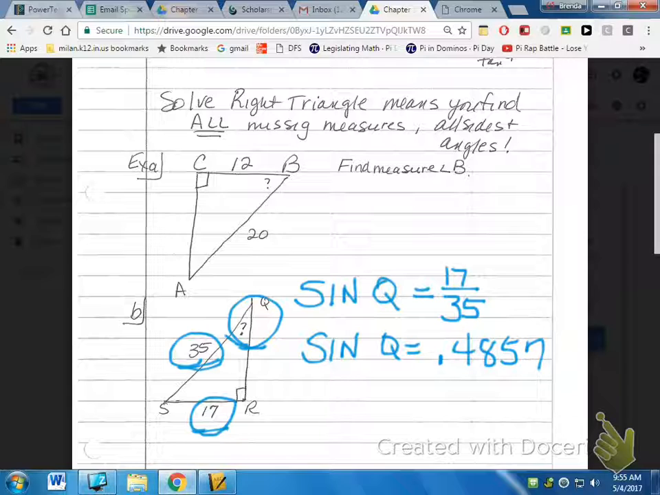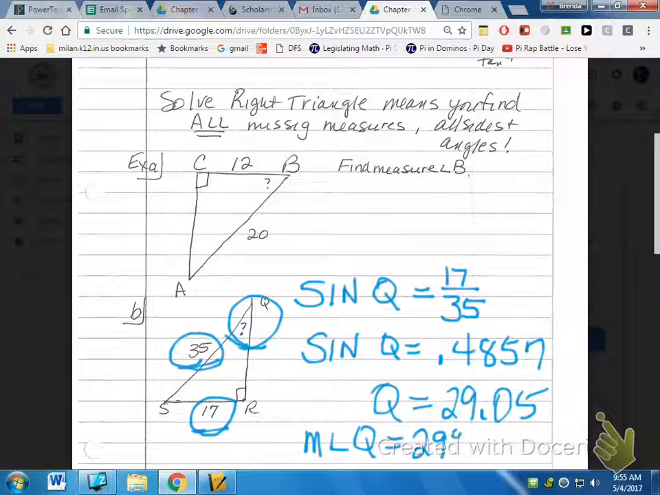Okay, remember you want to go at least 4 places. We don't have the angle measure, so therefore you must use inverse sine. You're going to apply inverse sine to 0.4857, and you would get 29.05 and so on, but we're rounding to the nearest degree, so I would say the measure of angle Q equals 29 degrees.